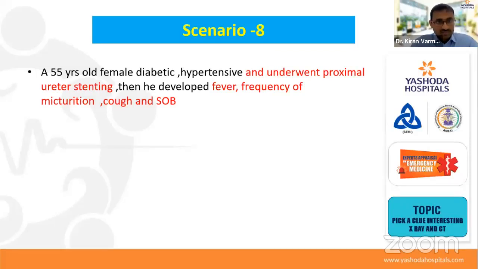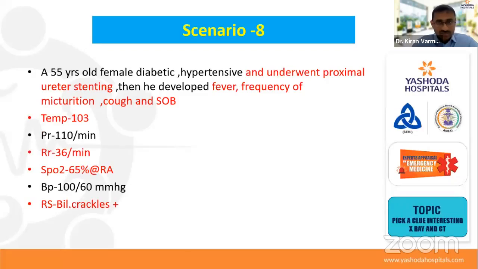A 55 years old female, diabetic, hypertensive, underwent proximal ureter stenting. Then she developed fever, frequency of micturition, cough followed by SOB. So here the clues are that she underwent some surgery, a urological surgery. Then she developed fever, frequency of micturition. It means that she might have developed UTI, urosepsis, followed by cough and SOB. On examination, temperature 103, pulse rate 110, respiratory rate 36, low saturation 65% on room air, BP was holding at 100/60. RS examination, bilateral crepitations are present. So these are the clues.